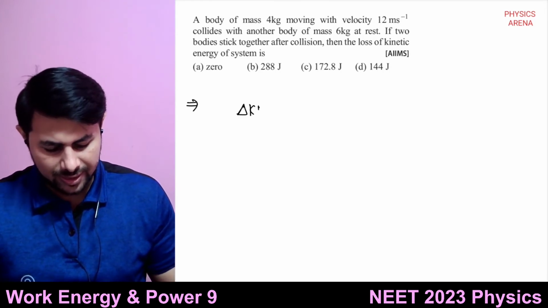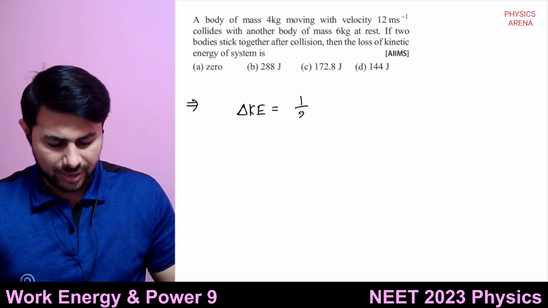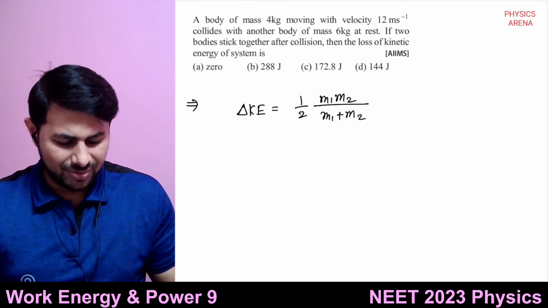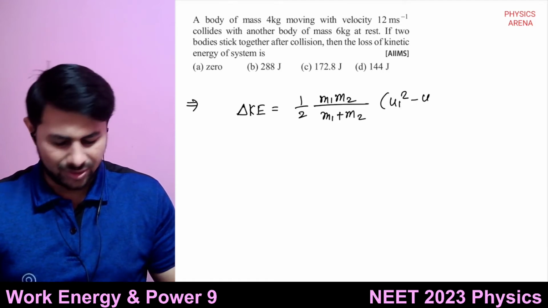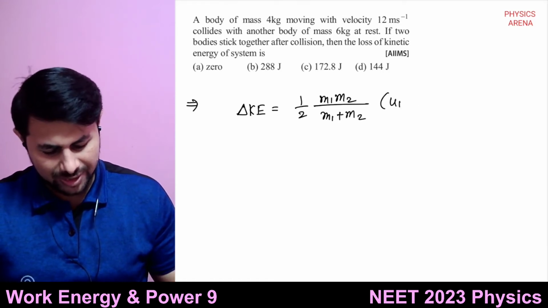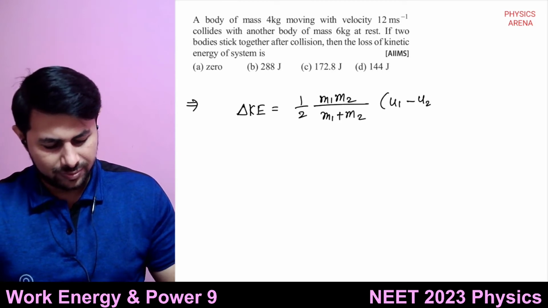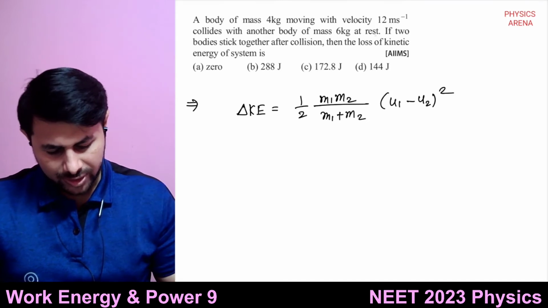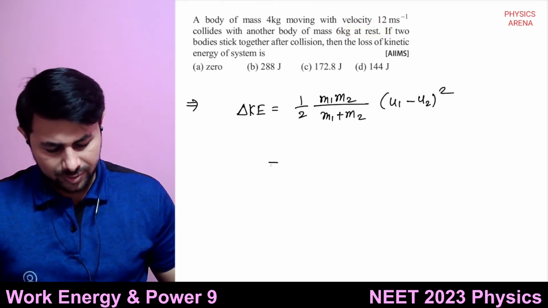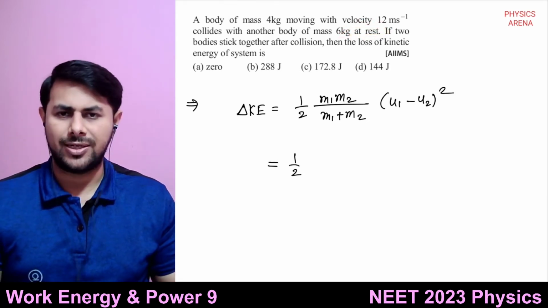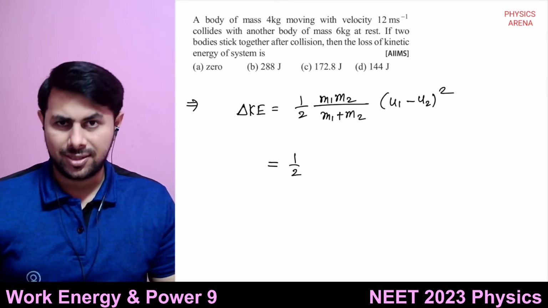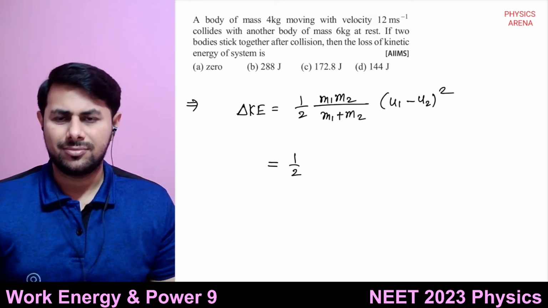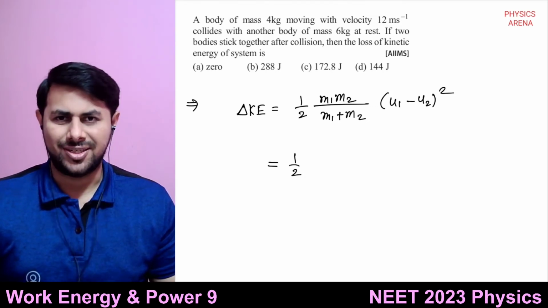So delta K is half of m1 m2 divided by m1 plus m2 multiplied by u1 minus u2 square, where u2 is 0 because second body is at rest. So we just have to substitute values. If there is a question like this or any question on perfectly inelastic collision, that's a lottery.